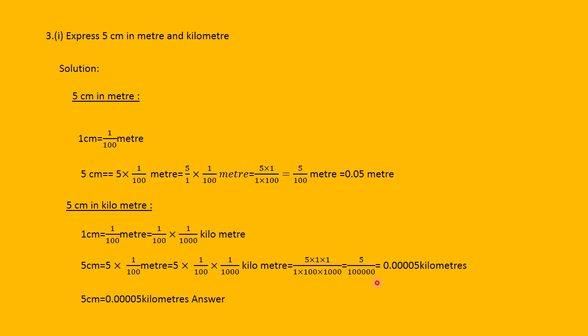So how many places do you have to count? After the decimal you should have 5 places. So put a decimal and 1, 2, 3, 4, 5 places. So 5 centimeters is equal to 0.00005 kilometers is the answer.